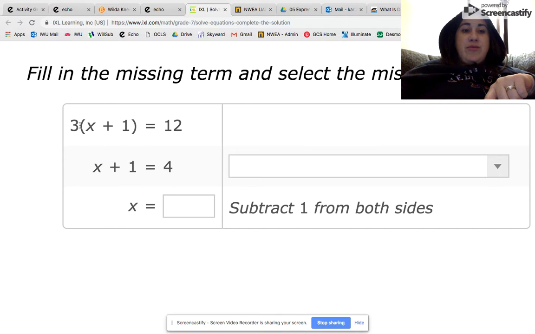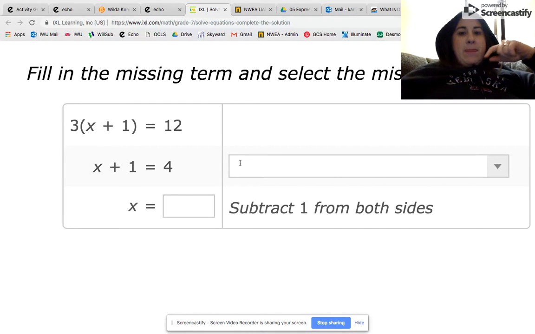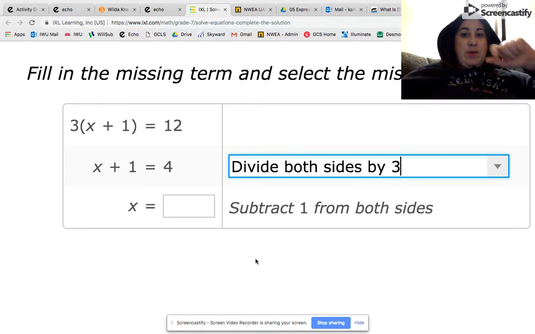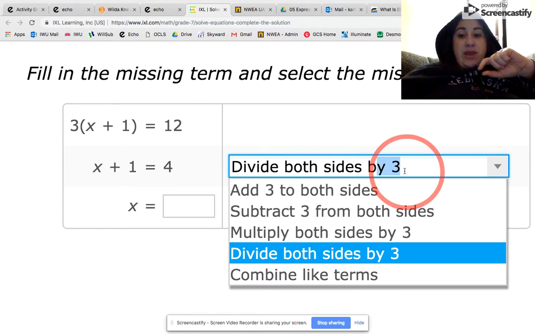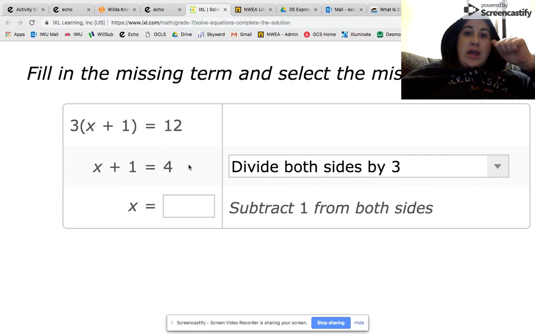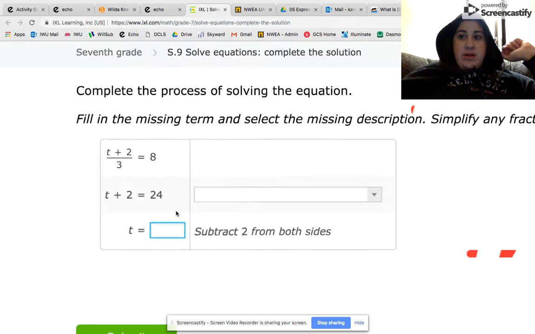It looks like they got rid of the 3 by multiplying by the multiplicative inverse, which is the same thing as dividing both sides by 3. If you think about it, is 12 divided by 3 equal to 4? Yes, it is. So that's the one that you want. Now it says subtract 1 from each side. So 4 minus 1 gives me 3. And that's my answer. All right.